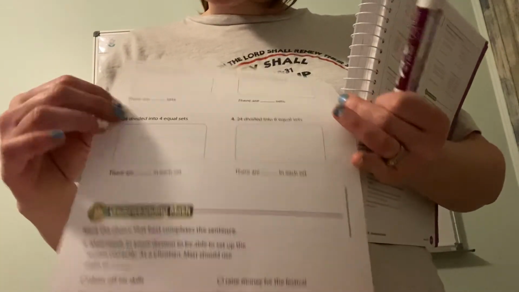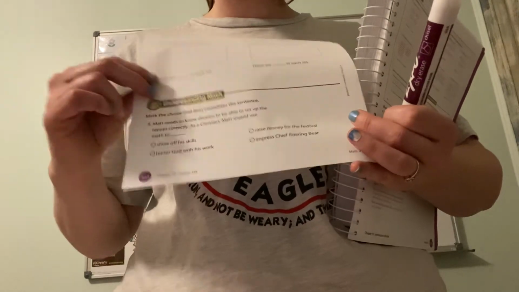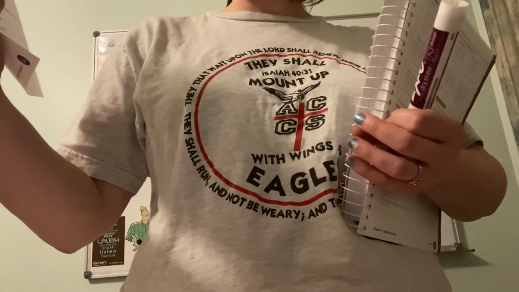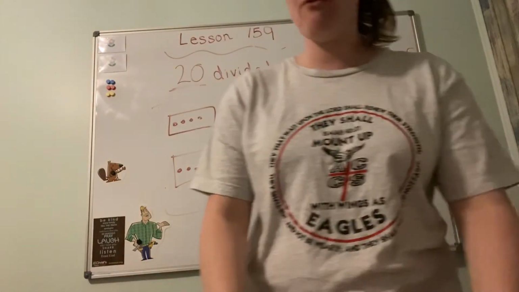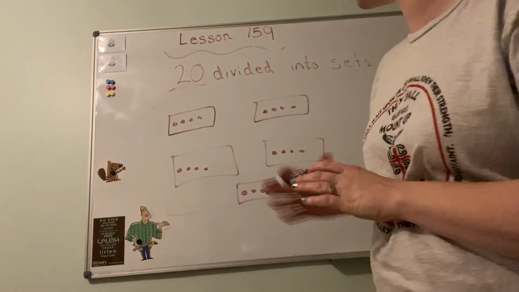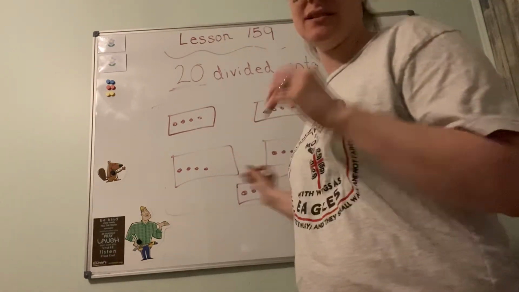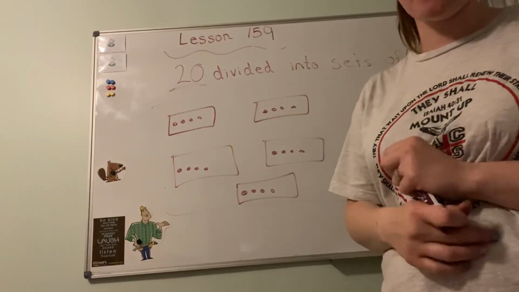Also, we got the same on the back. You have to picture it. And then they give you a little sentence at the bottom. They want you to finish it. So see if you can do that for me. And remember, we're dividing them into different sets. So you can use boxes or rectangles for your sets.